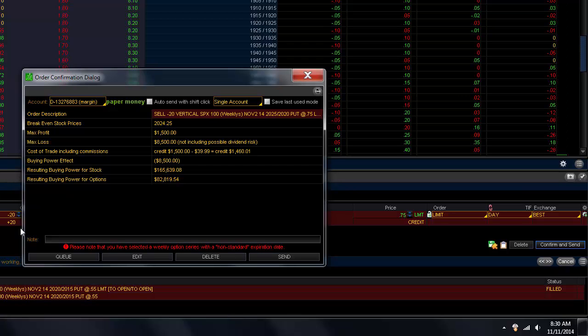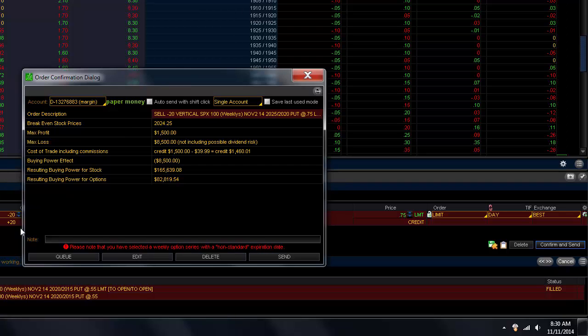This is also the amount of margin you must put up to execute the trade. The buying power effect will hold $8,500 out of your account while this trade is in force, until expiration or until you cancel the trade.